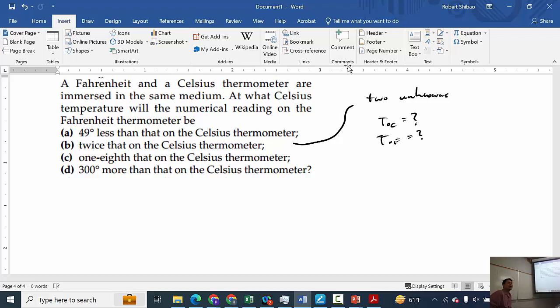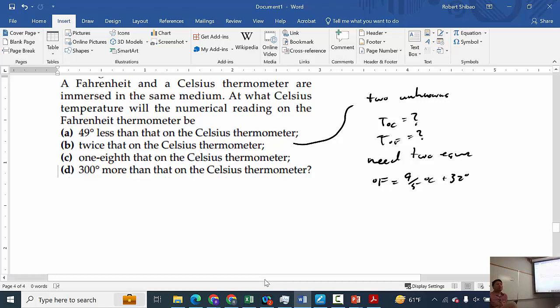I don't know what the temperatures are. And so I need to know both the temperature in degrees Fahrenheit and the temperature in degrees C. So we need two equations. Can you think of one equation? I can think of one equation. Degrees Fahrenheit is equal to 9/5 degrees C plus 32. That's one equation. Now I have to think of a second equation. Can you think of a second equation? What is it?